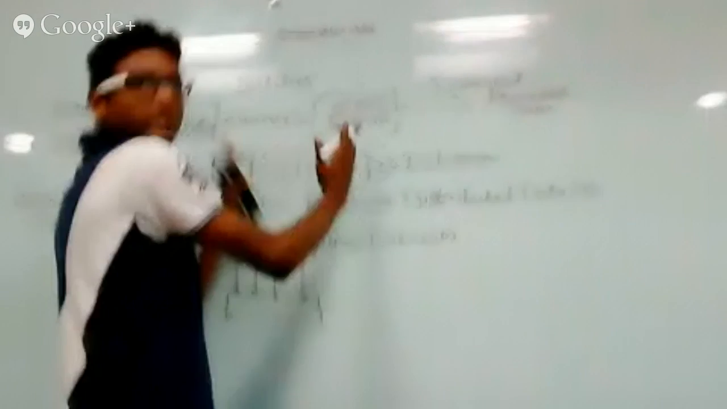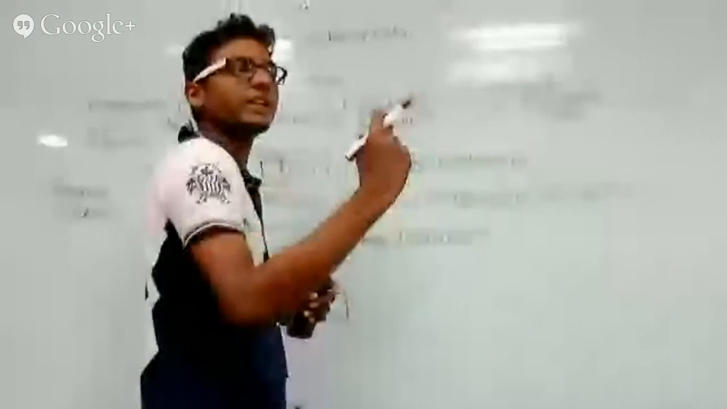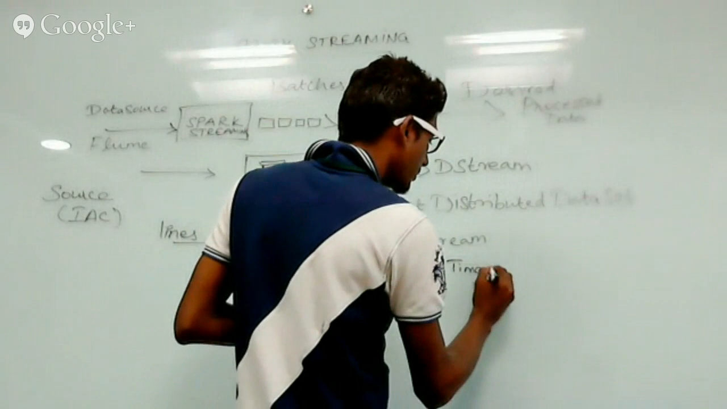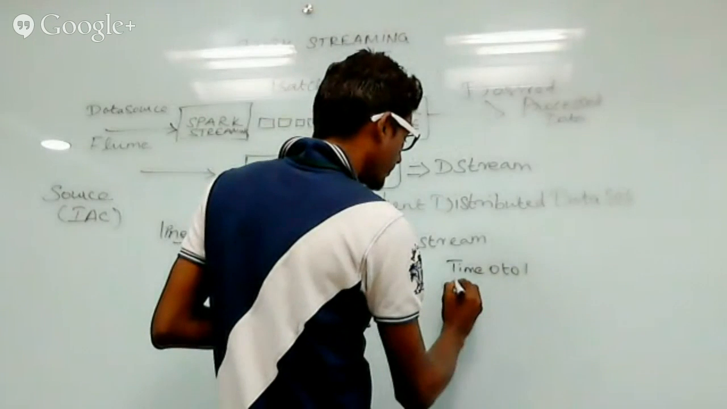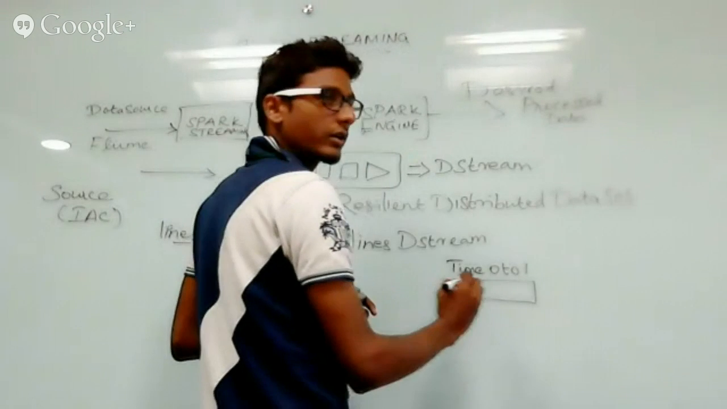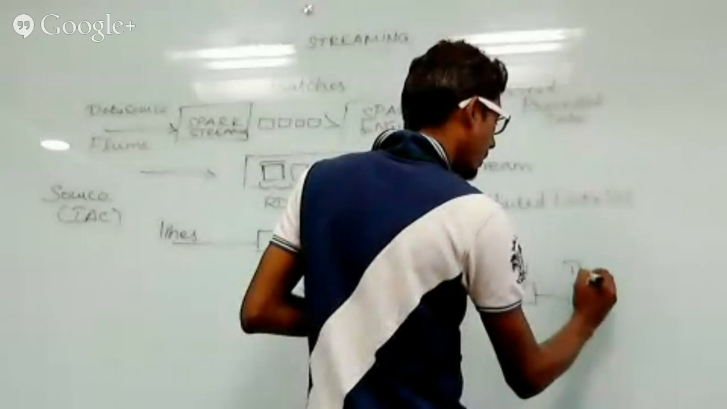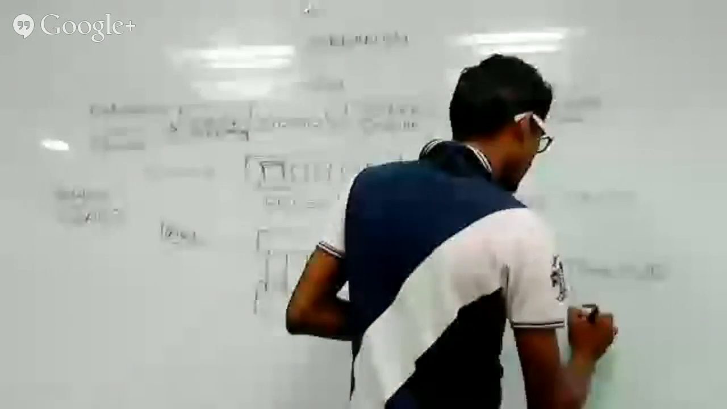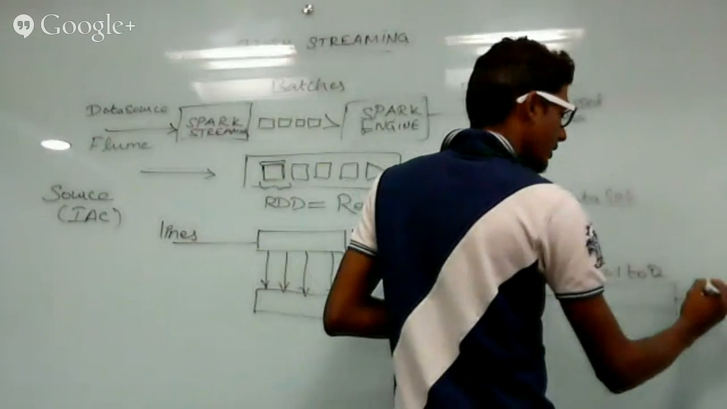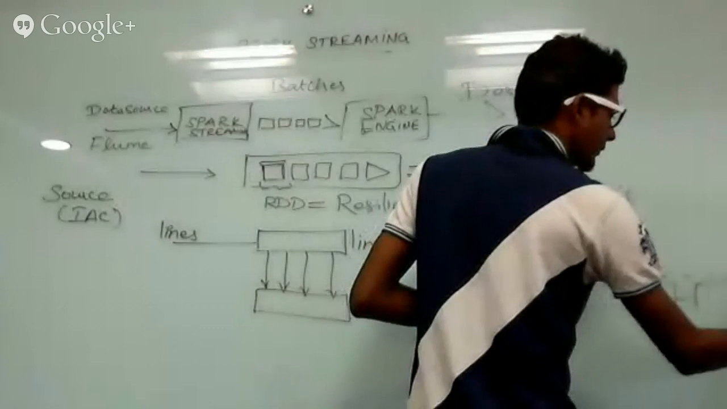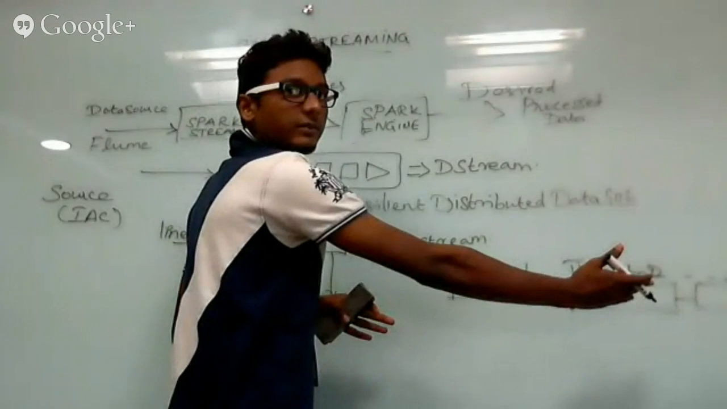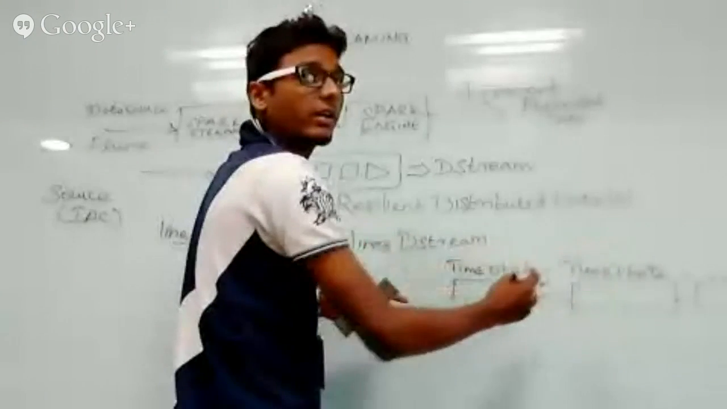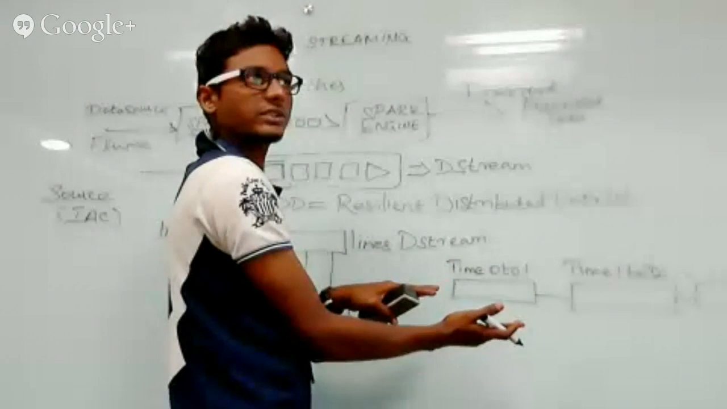On what basis does this splitting take place? It takes place based upon the time interval. For example, for time 0 to 1, this will be your D stream. Then again, time 1 to 2, this will be another D stream. Similarly and so on. This is how your D streams get generated, and you will be getting some D streams based upon this.